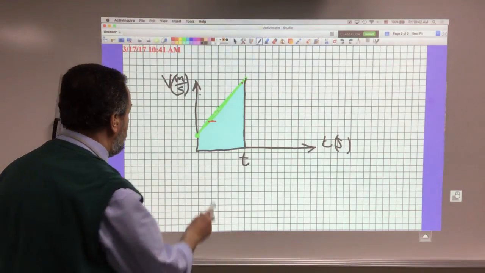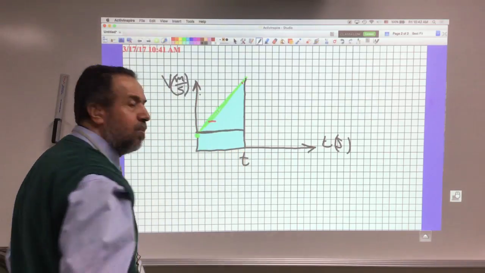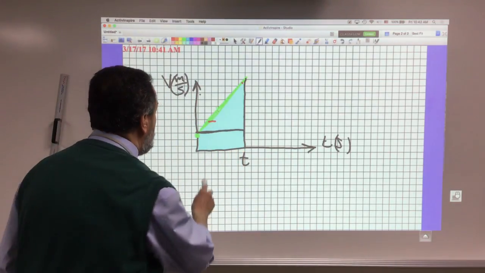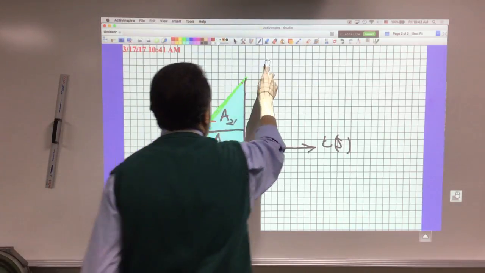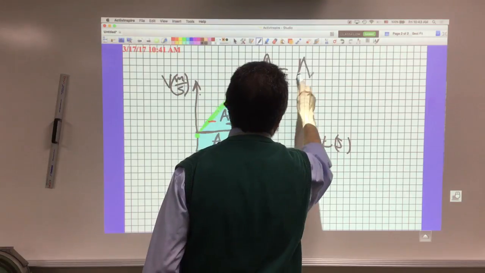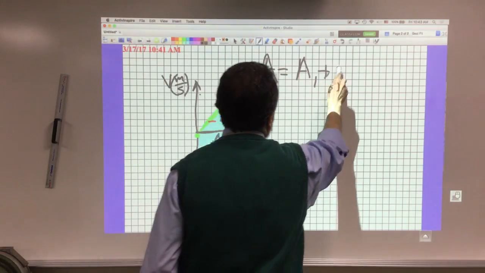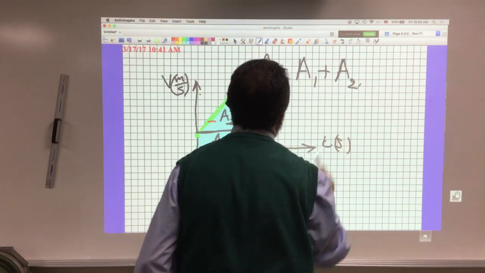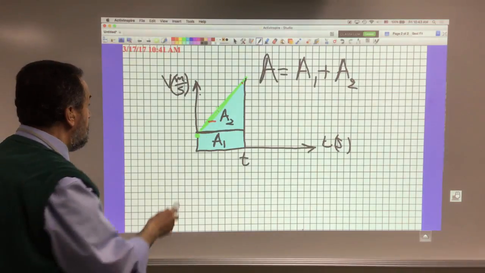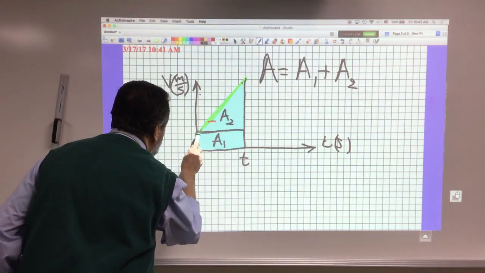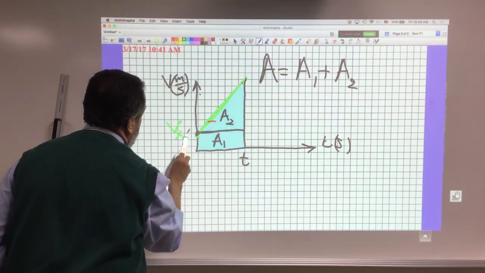I know my geometry. Anyway, what I'd like to do is split it into two smaller areas. We'll call this area 1 and this area 2, and the total area is equal to A1 plus A2. We're going to see what these two areas eventually represent. But before we do that, what in the world does this point represent here? It's going to represent my initial velocity.